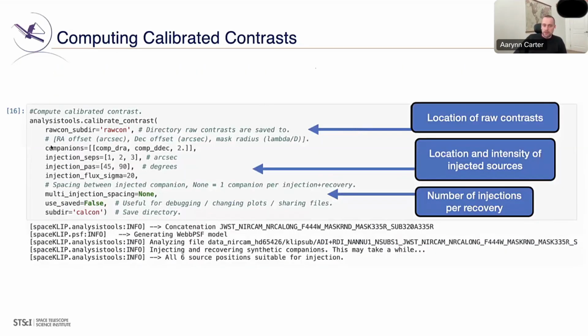And we do that with this function here, similar to the others, calibrate contrast. We tell it the directory of our raw contrasts. We tell it where we want to mask. This is where we want to inject. We put a very small number of separations and PAs for this tutorial just to get it working. And then some options for the number of injections per recovery.